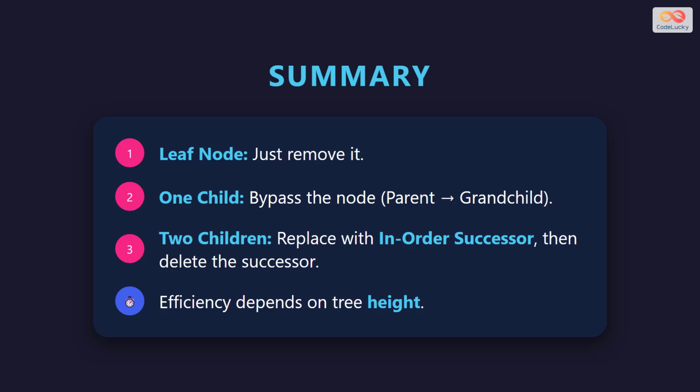To summarize, if it is a leaf, just remove it. If it has 1 child, bypass it. If it has 2 children, replace its value with the in-order successor and then delete the successor. Understanding these 3 cases gives you the power to manipulate binary search trees with confidence.